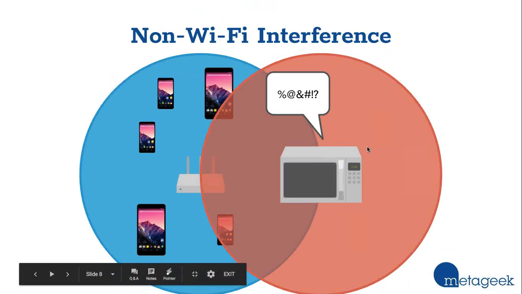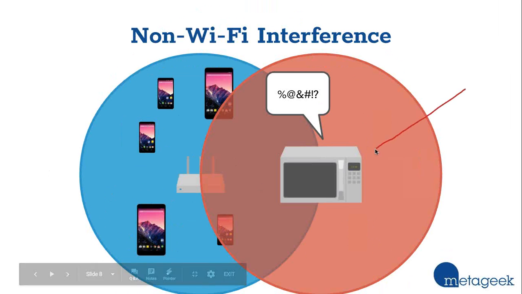Non-Wi-Fi interference is a big deal here as well. In the 2.4 gigahertz band especially, there's lots and lots of non-Wi-Fi devices that also use that same slice of spectrum. They also use the same frequency bands. A notorious one is the good old microwave oven. And not to freak you out or anything, but microwaves cook food by bombarding it with 2.4 gigahertz.